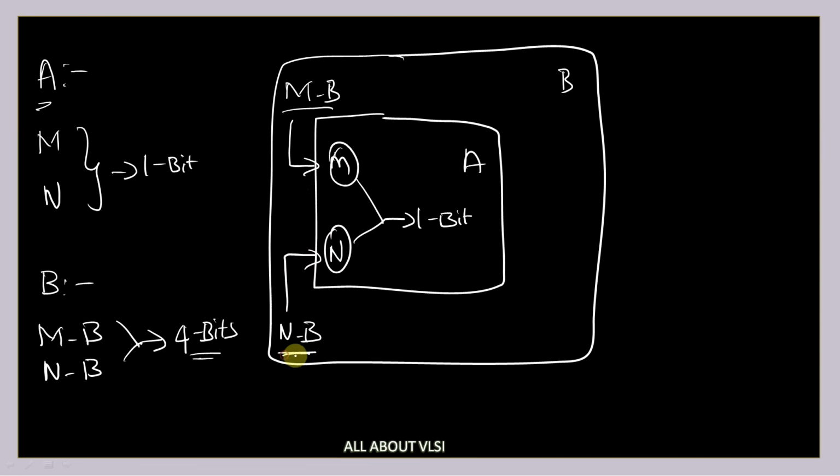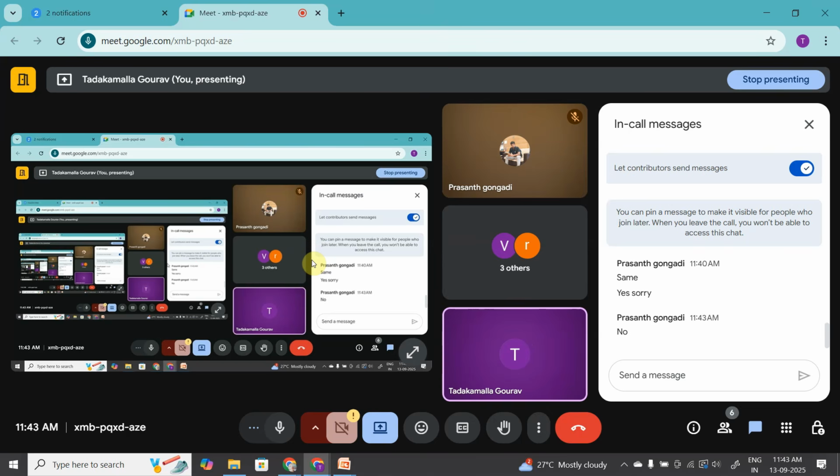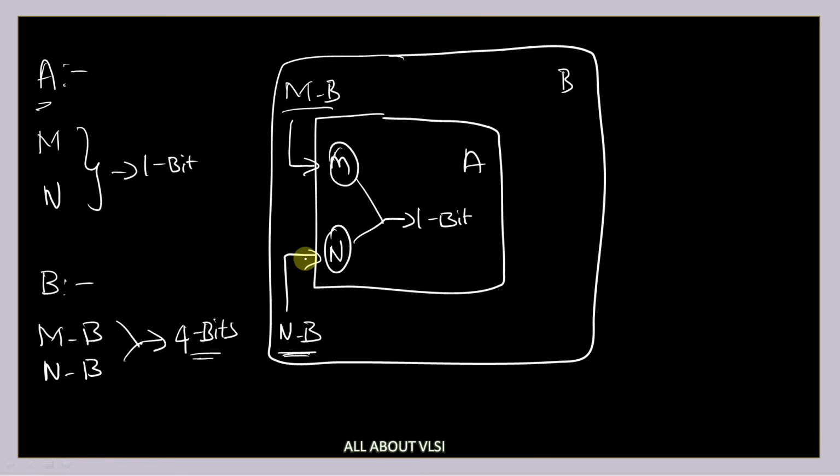N underscore B is of 4 bits width and M underscore B is of 4 bits width, and M and N are of only 1 bit. Now, if we try to make these connections, do we get any compilation error? No, we will not get any compilation error. Then what is going to happen? From this M underscore B, which is of 4 bits width, only 1 bit will be connected. That is, only the LSB will be connected.